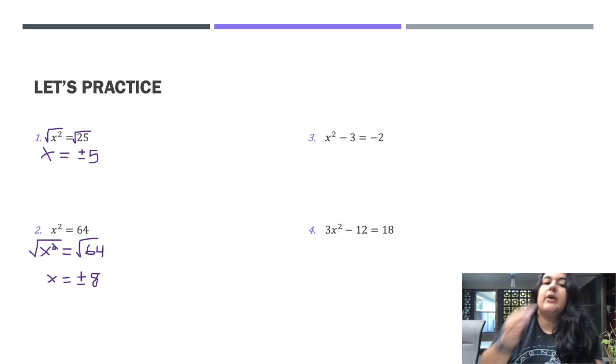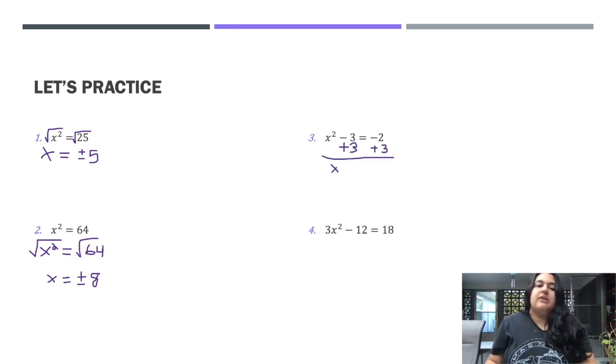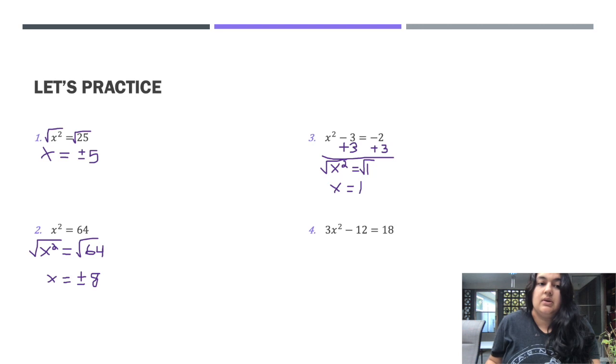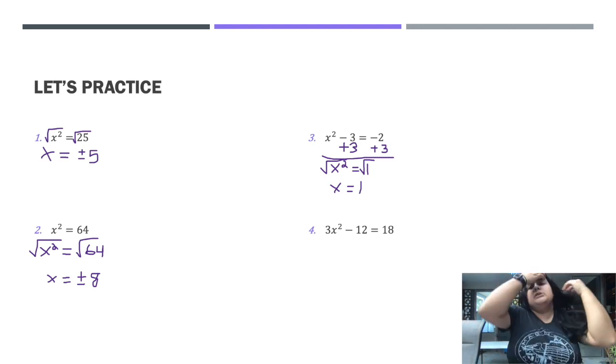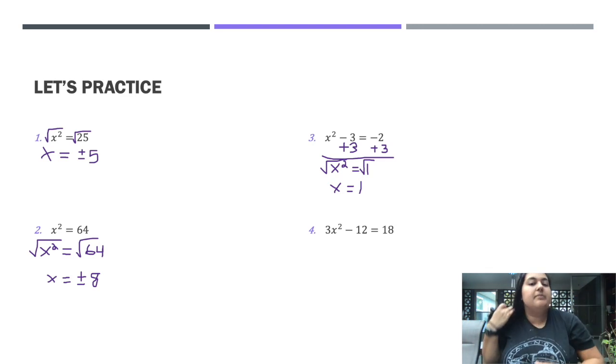Okay, number 3 requires an extra step. My first step is going to be isolating that variable with the exponent. So I'm going to do an inverse operation with that 3 right there. Since that is minus 3, I'm going to add 3 to both sides. That is going to give me x squared is equal to 1. And then I'm going to take the square root of both sides. The square root of 1 is x is equal to 1. Okay, and it should be plus or minus, and I totally forgot to write it, but yeah, it should be plus or minus 1.